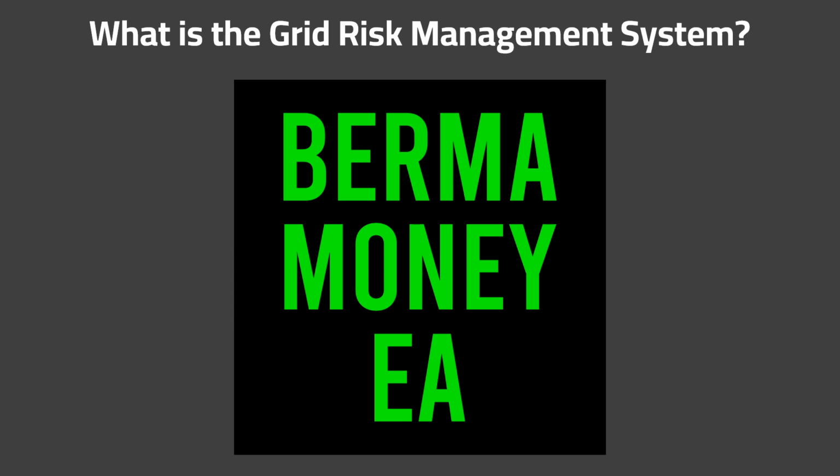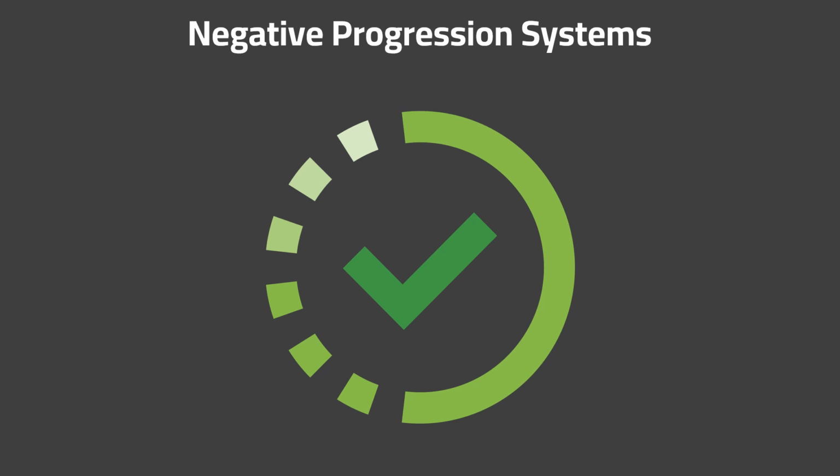What is the grid risk management system? It is a risk management system that falls under the category of negative progression systems, which means that it increases the number of trades if the current positions are in loss. This system is based on the following steps.